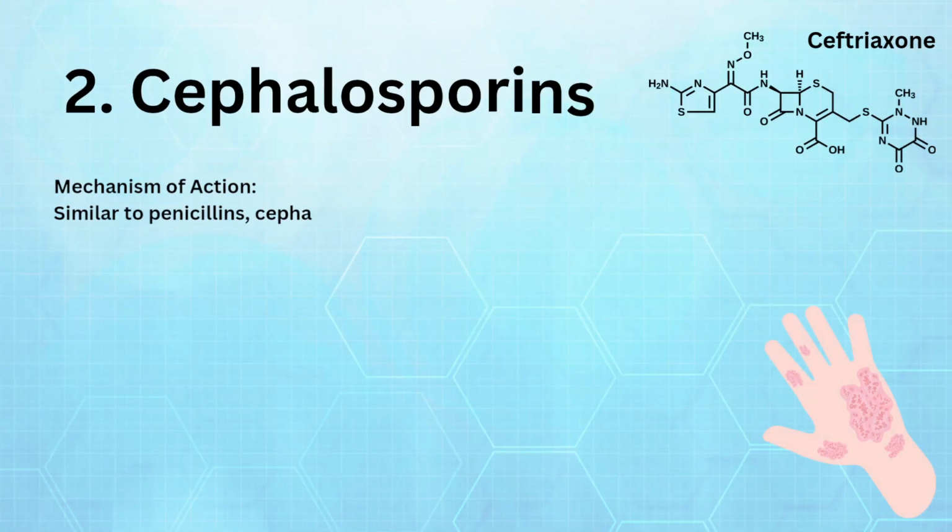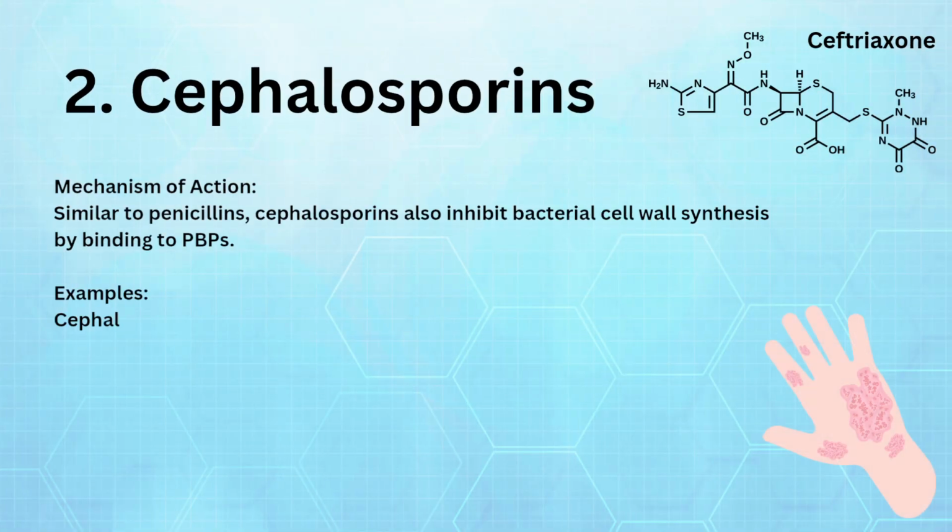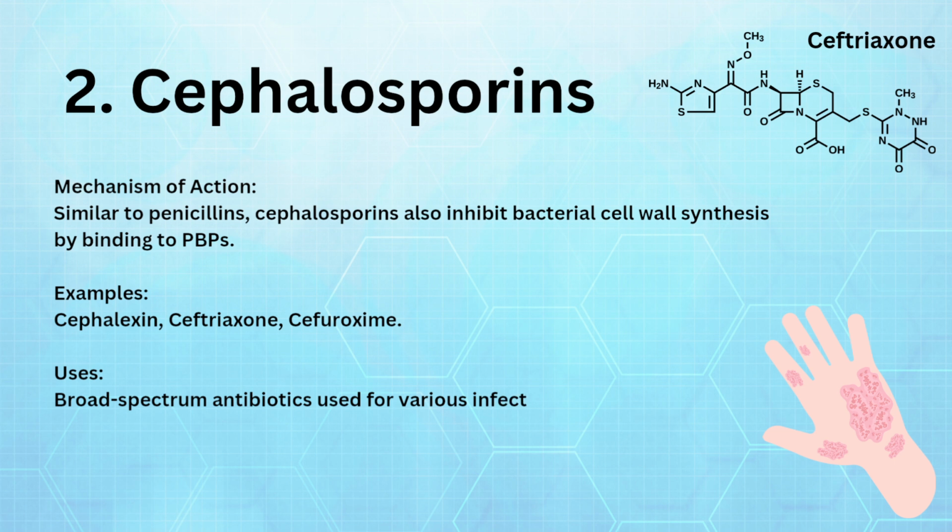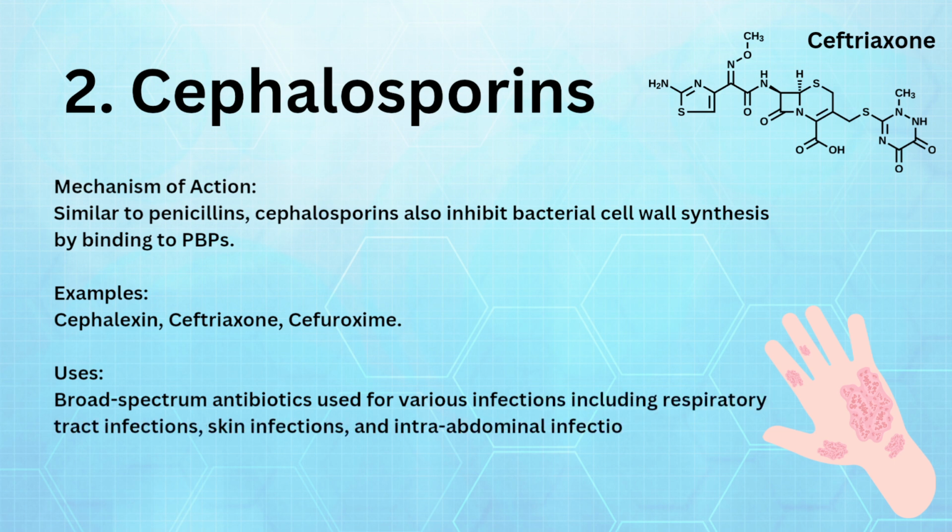Next, we have cephalosporins, which also inhibit bacterial cell wall synthesis. They are broad-spectrum antibiotics, effective against a wide range of bacteria. Examples include cefalexin, ceftriaxone, cefuroxime, cefazolin, and cefepime.